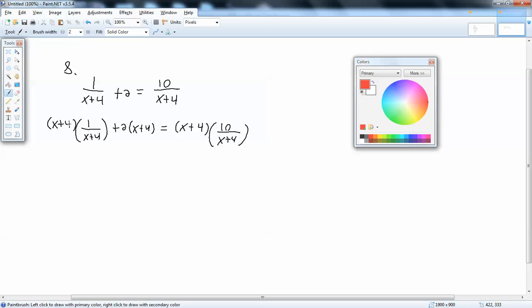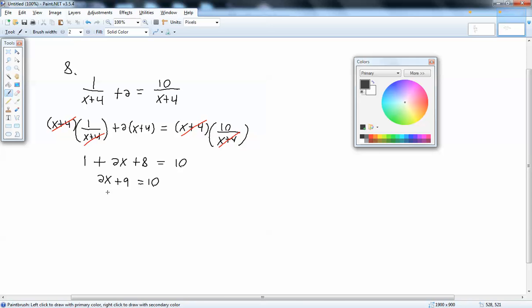Okay, this x plus 4 cancels that x plus 4. This x plus 4 cancels that x plus 4. And I got 1 plus 2 times x is 2x. 2 times 4 is 8. Equals 10. Now always combine together numbers. 1 plus 8 is 9. Equals 10.